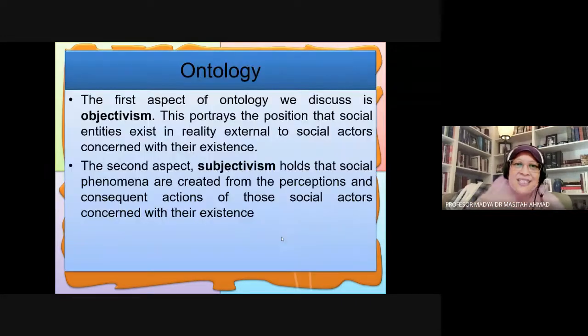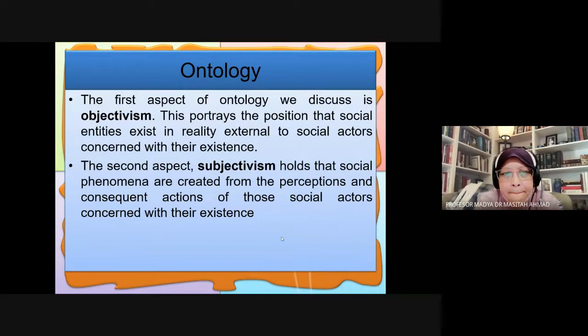Okay, next. Let's dig deeper and see more details about ontology. I already mentioned earlier that ontology is something where we try to know the reality in our research. The first aspect of ontology we discuss is objectivism. This portrays the position that social entities exist in reality external to the social actors concerned with their existence.